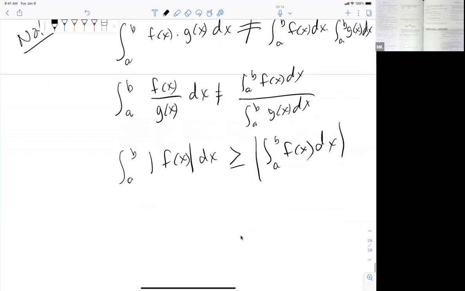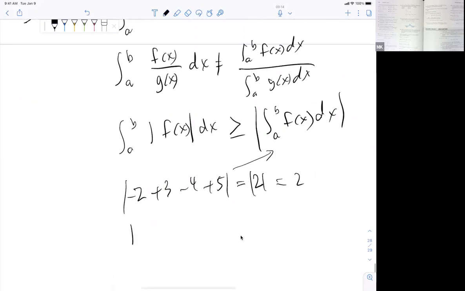A way that may help you realize this is, if I have -2 plus 3 minus 4 plus 5, and I just add them together, I get 8 minus 5 minus 6, which is 2. That would be this. And if I take the absolute value of that, it will be just 2. But if I first take the absolute value of each one of them, then I get 2 plus 3 plus 4 plus 5, which is 14.